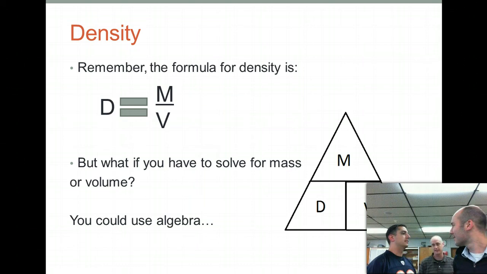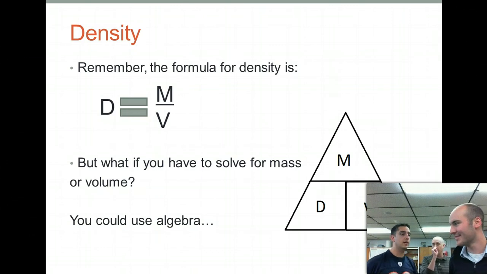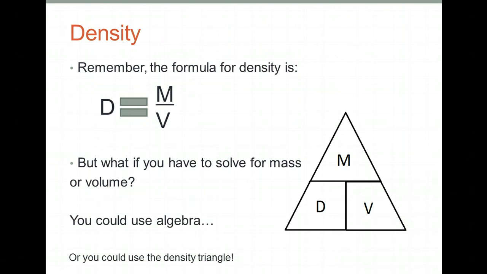We learned a lot. All right, well, that's one way you could do it, is using the algebra. And that was a good way. I like to do it a different way, though. It's a little simpler for my tiny brain. I like to use that thing called the density triangle. Makes it easy for me to remember, and I like that.